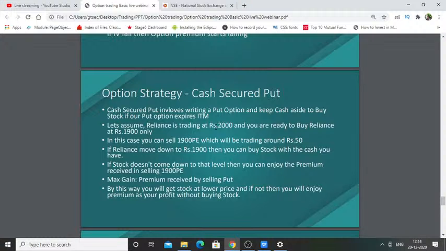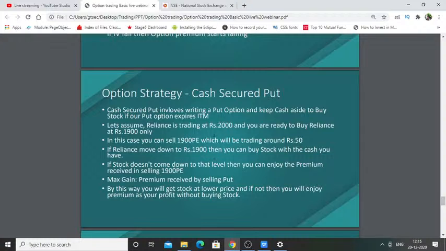So if Reliance moves down to 1900, then you can buy the stock with the cash you have. Since this is a cash secured put, you have to keep the cash ready for that. So if the Reliance stock fell down to 1900, you can just close your sold put option and start buying the Reliance stock for your investment purpose.